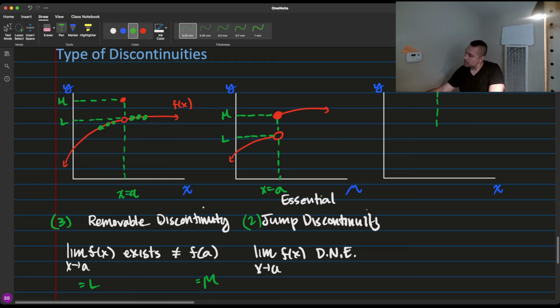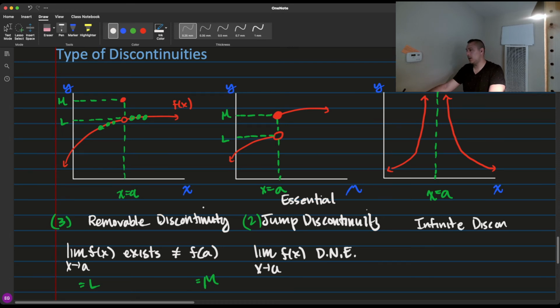So let's do the third discontinuity. Okay, hopefully you can see this. You have basically a vertical asymptote at x equals a. So we call this an infinite discontinuity. It's also sometimes called an essential discontinuity. So an essential discontinuity could either be a jump discontinuity or an infinite discontinuity.